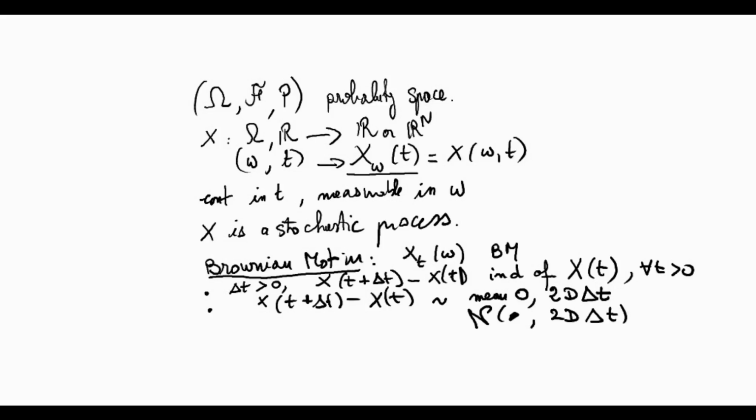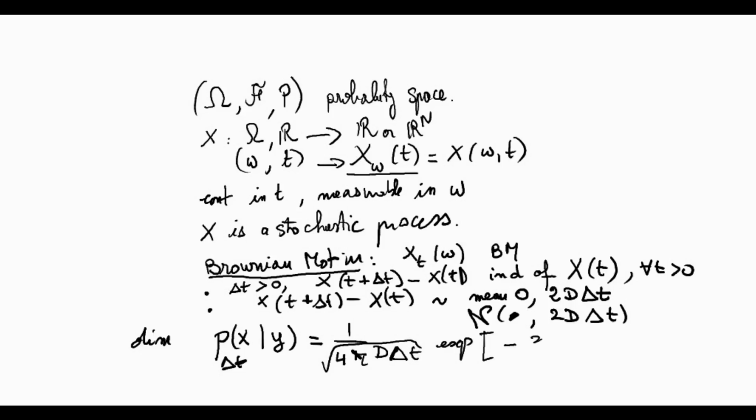And for example, the probability density function in dimension 1, the probability to start from position y and to make a transition to x during delta t, can be written as 1 divided by the square root of 4 pi d delta t, multiplied by the exponential of minus (x minus y) squared divided by 4d delta t. Note that this expression is symmetric in x and y. So we have here a symmetrical expression in x and y.